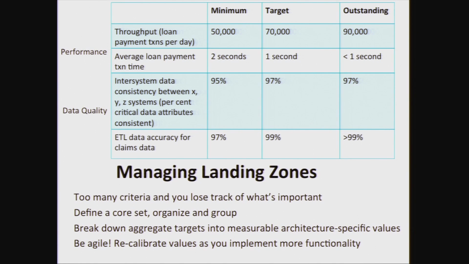One of the things that I encourage you, if you're thinking about landing zones, is that with too many criteria you lose track of what's important, right? So if I have a rolling set of delivery of features, I might have 20 or 30 criteria that I'm looking at. And I may need to organize and group them and break them down into how am I going to actually measure them, because I have to have things I can measure. And Agile means that I need to recalibrate them. Let's say we're not making our performance targets. Do we stop? What do we do?